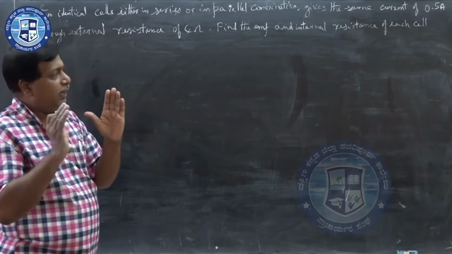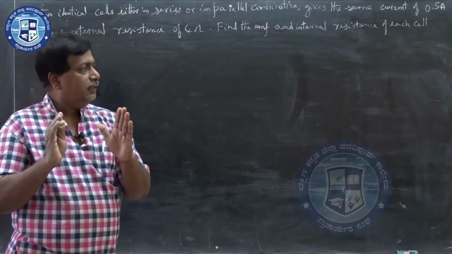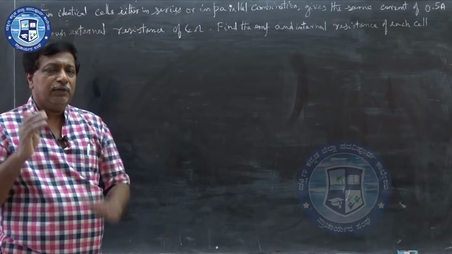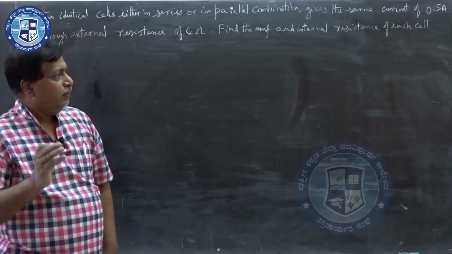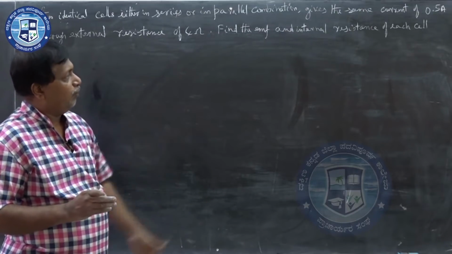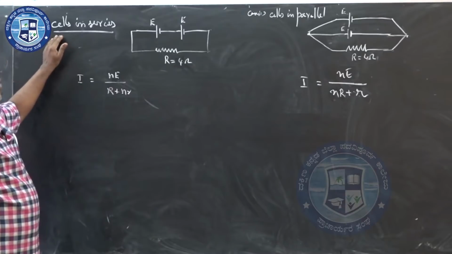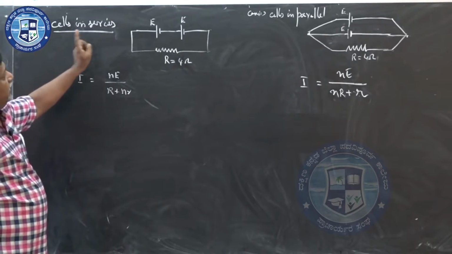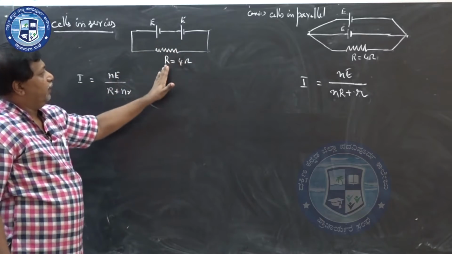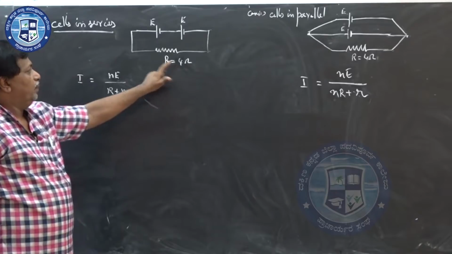If you have the idea how the cells are connected, then it is easier and we can have the direct formula for that one and you can substitute those values. So, let us have the circuit diagram for this one and the formula. Here, when cells are connected in series, we have the circuit diagram like this. This is the external resistor with resistance 4 ohm.